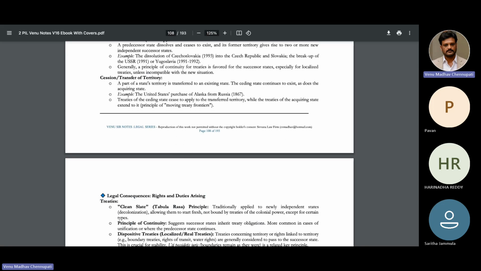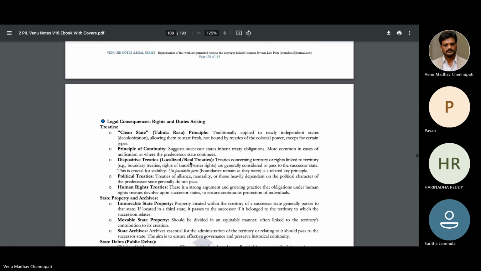So basically, when a part is ceded, Russia, whatever treaties they have signed will not be applicable for that particular territory. The United States treaties will start applying.